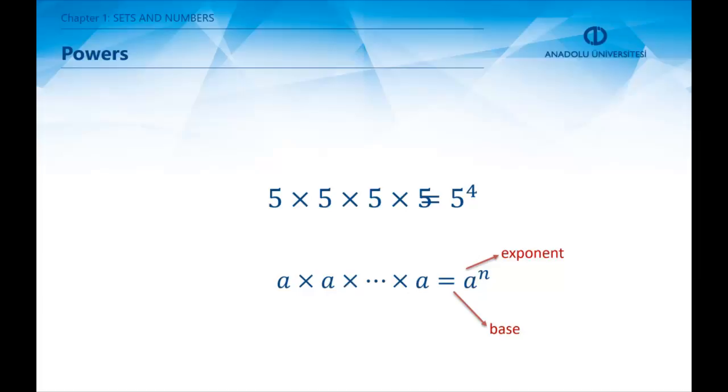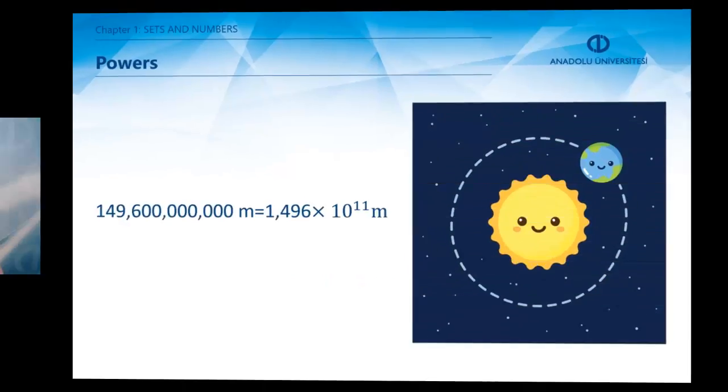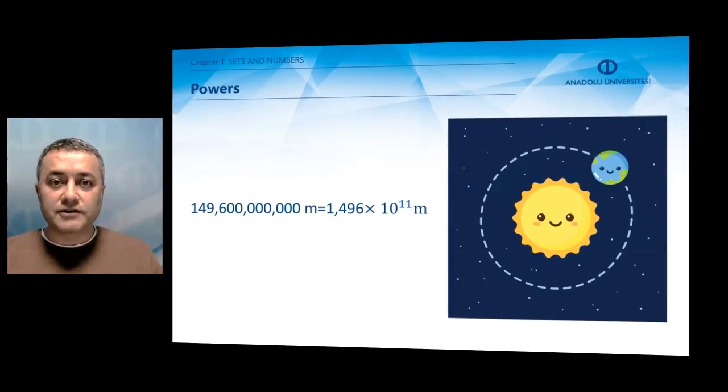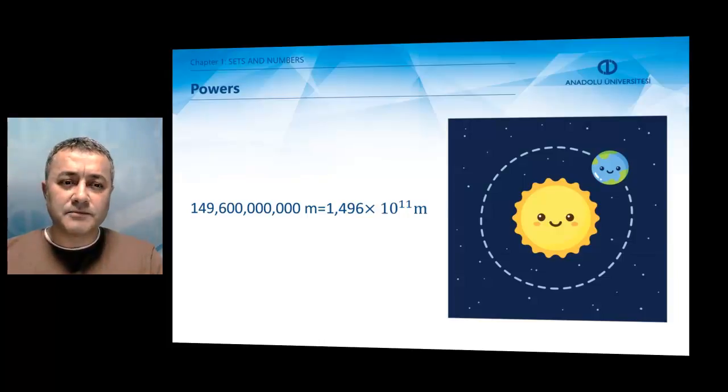The powers are especially useful in denoting very large numbers, as we said. For example, consider the distance of the Earth to the Sun. It's approximately 149,600,000,000 meters, which is very long to write. Instead of this, we use the exponential notation to show it as 1.496 times 10 to the 11 meters, which saves a lot of space.